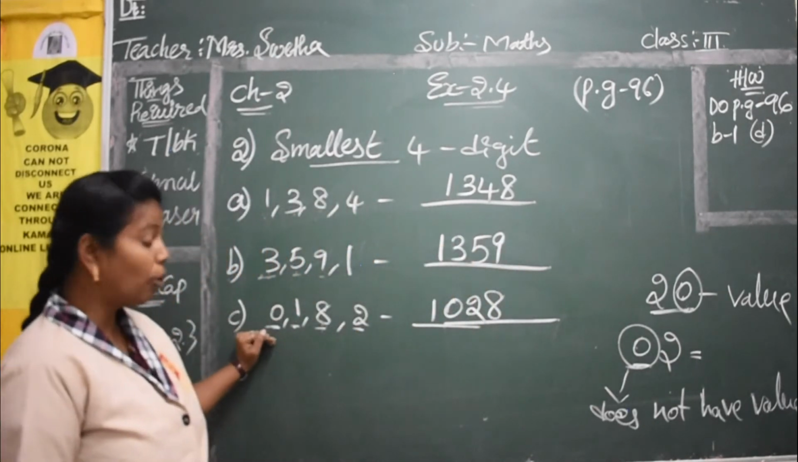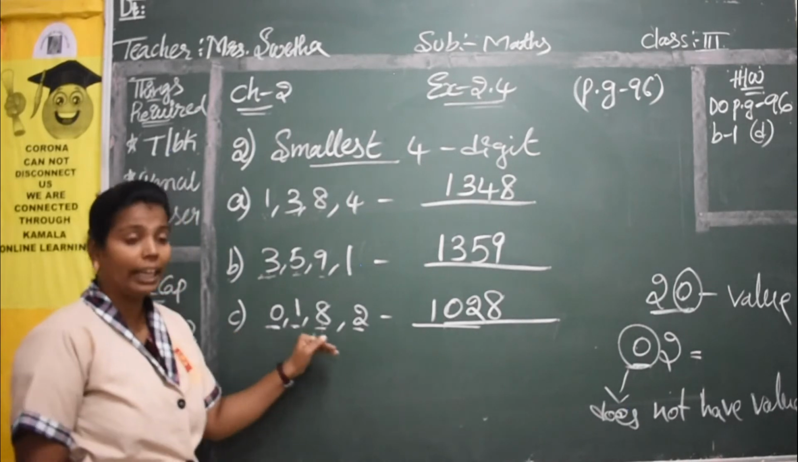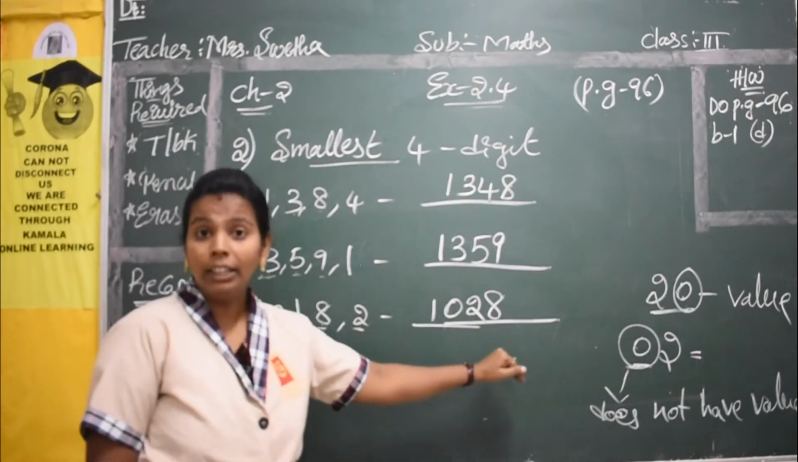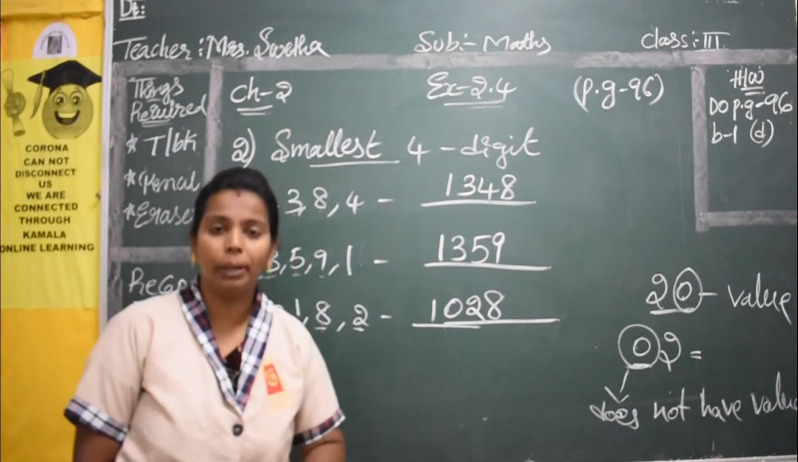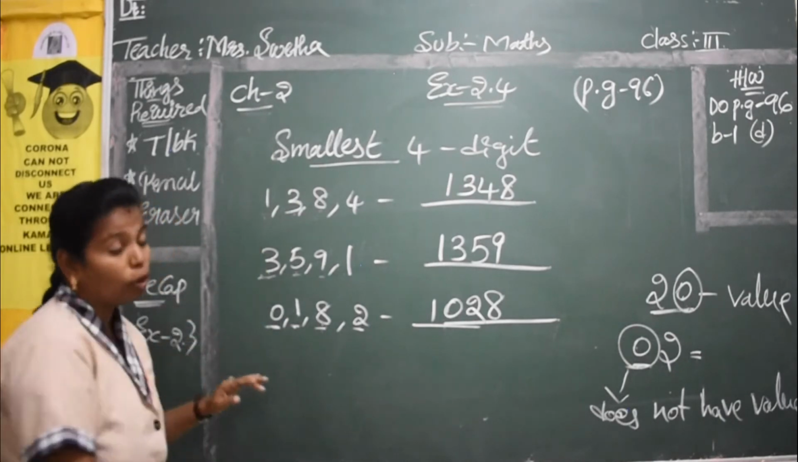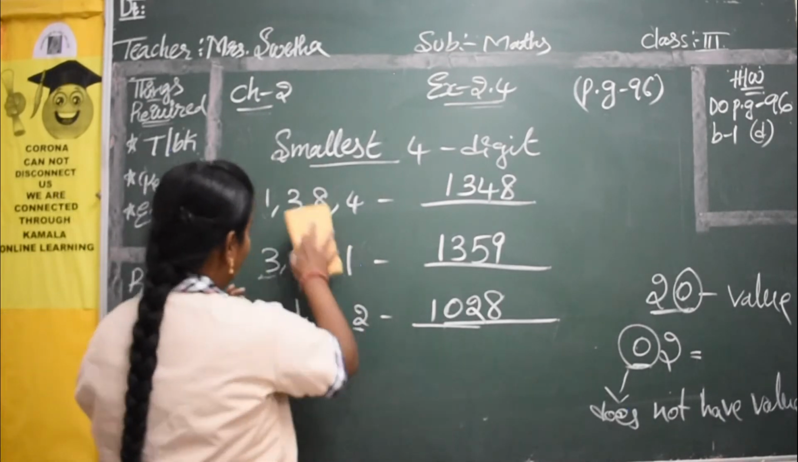So what is the smallest number formed with 0, 1, 8, 2? 1028 is the smallest number. Okay, so by this we have completed our second bit. You can copy it down in your notebook, children, easily.